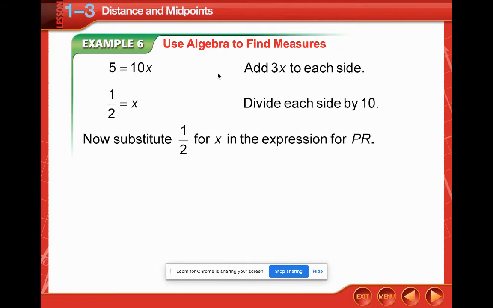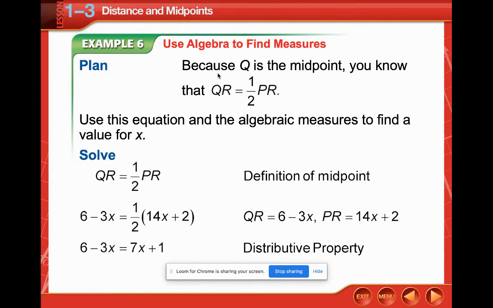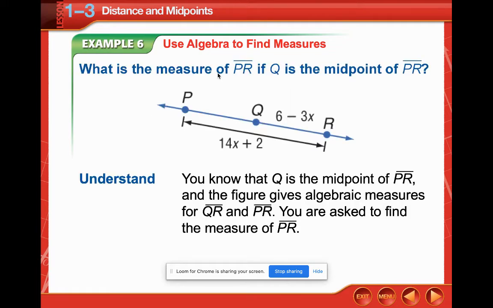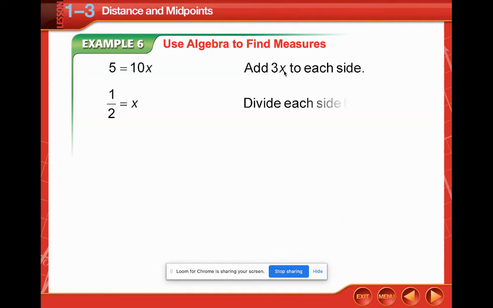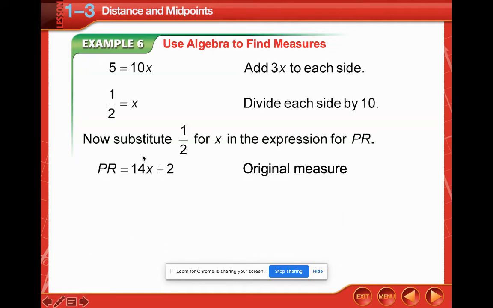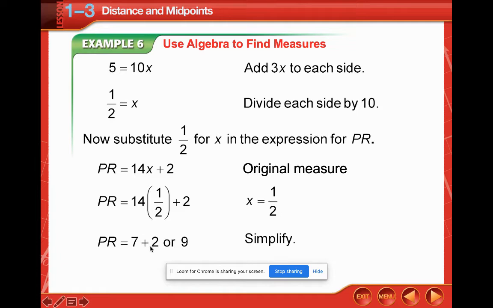Don't forget that you are trying to solve for PR according to the problem, not x. It asks you to find the measure of PR. After you found that x is 1/2, you have to sub that into PR. PR equals 14x plus 2, so you sub in 1/2 for x. It's going to be 14 times 1/2 plus 2. 14 times 1/2 is 7, and 7 plus 2 is 9. That's your answer. The answer is 9 units.